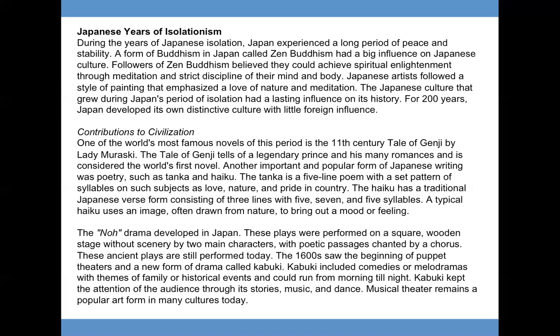The No drama developed in Japan. These plays were performed on a square, wooden stage without scenery by two main characters, with poetic passages chanted by a chorus. These ancient plays are still performed today.